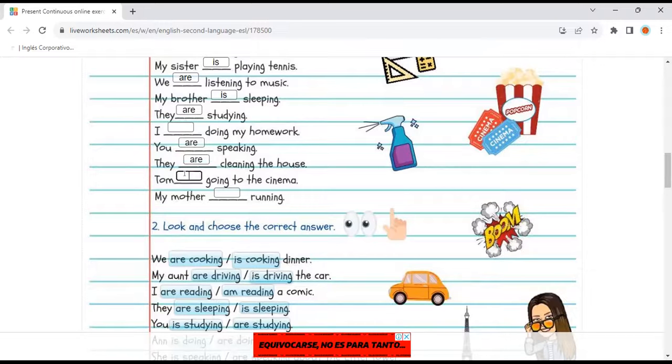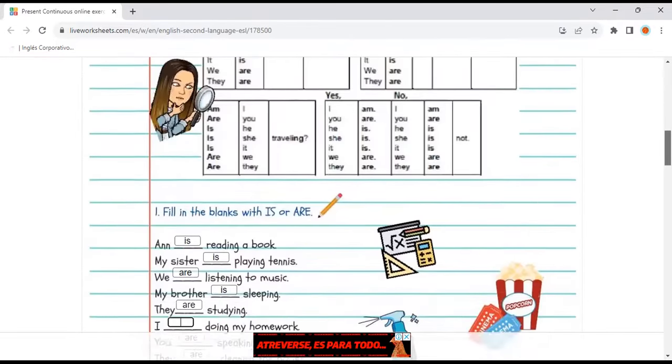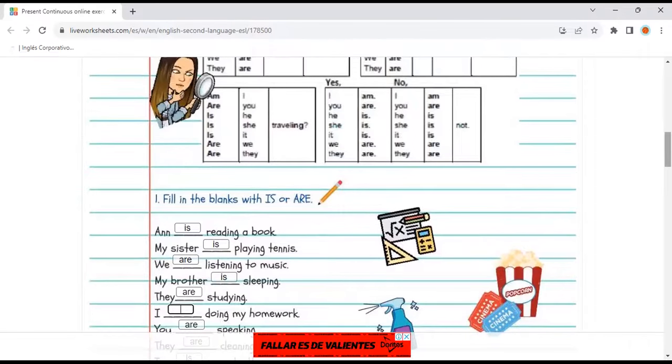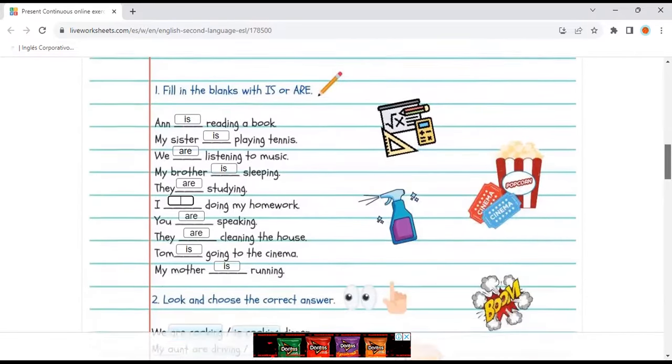Tom is going to the cinema. My mother is running. Yo creo que donde dice ese es I, creo, sería I am, fíjense. Pero no, es que arriba dice solo usar is o are. Son las dos opciones.